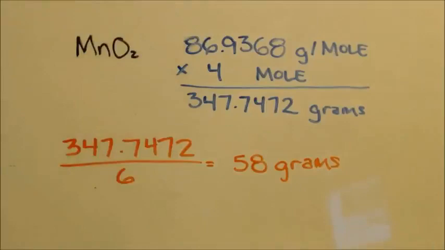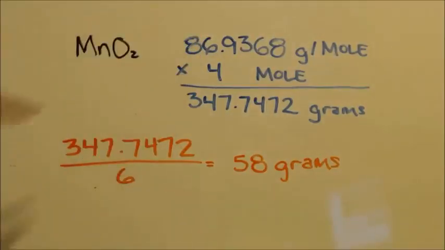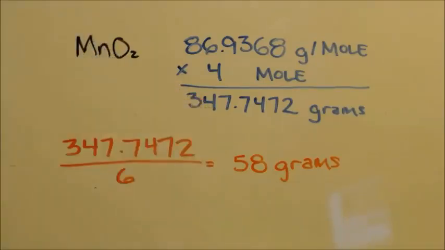But just to let you know, MnO2, the molar mass is 87 grams per mole. The equation called for 4 moles, so I multiplied it by 4. And then remember, we divided by 6 for everything, so I divided by 6. I should have 58 grams for the reaction, but that stuff sticks into the filters.